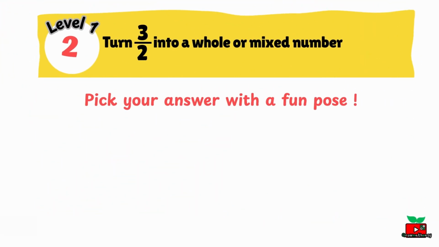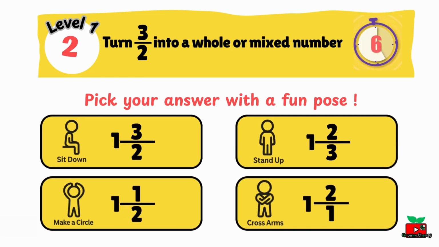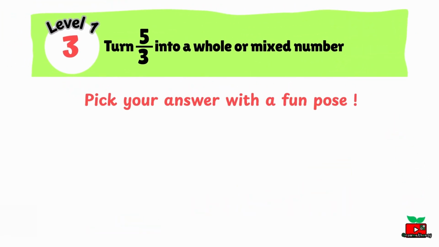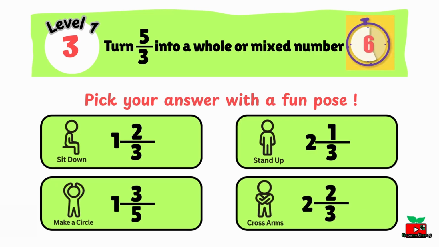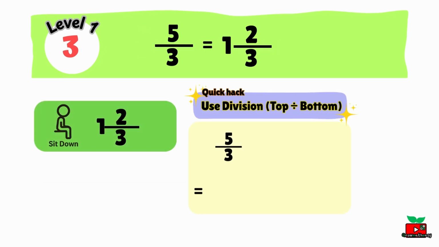Turn 3 halves into a whole or mixed number. One and 1/2. 3 halves equal 1 and 1/2. Turn 5/3 into a whole or mixed number. One and 2/3. 5/3 equal 1 and 2/3.